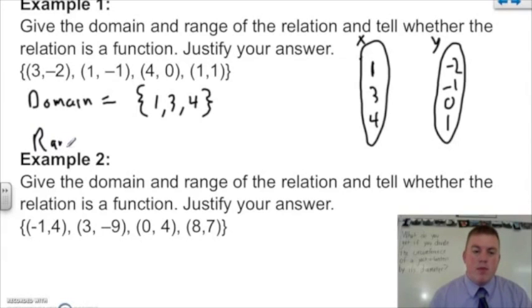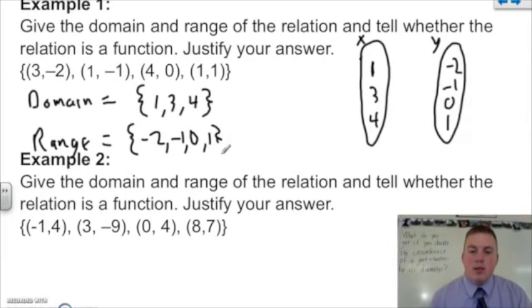I'm going to do the same thing for range. I use the same brackets for the range, and I have a -2, a -1, a 0, and a +1. So now I have my domain and range just like we were asked, and I'm going to go ahead and finish my mapping. So if I look at the 1, I would need to connect to a -1, but I also used it with a +1, so I'm going to have to draw an arrow down here as well. Now for my 3, it was connected to -2. And finally, my 4 was connected to 0.